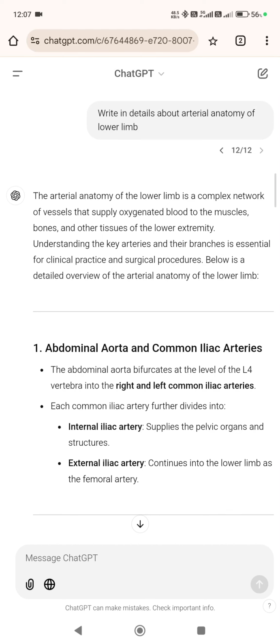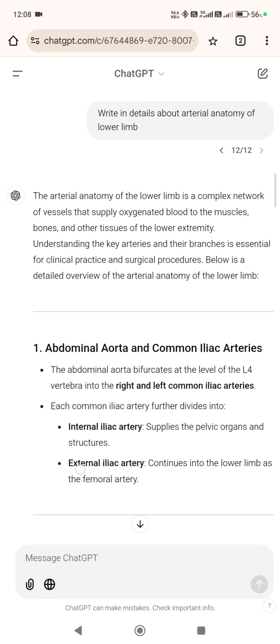The arterial anatomy of the lower limb is a complex network of vessels that supply oxygenated blood to the muscles, bones, and other tissues of the lower extremity. Understanding the key arteries and their branches is essential for clinical practice and surgical procedures. Below is a detailed overview of the arterial anatomy of the lower limb.